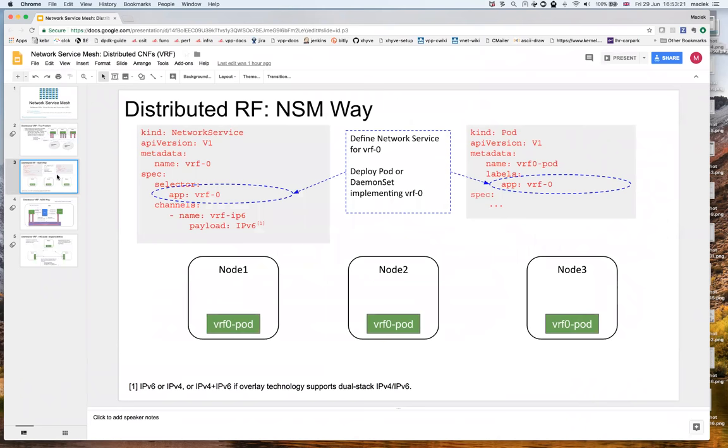Looking at the definitions, network service. The name is VRF0. Selector app is VRF0, and the pod instance that is actually providing the service on a specific node is basically labeled with the app VRF0, and it carries the name of VRF0 pod. In terms of the channels, I have put here the name of the channel, VRF IP6, in this specific case. The distributed VRF is serving IPv6 payloads, but IPv4 is another option, or if the dual stack is supported, then IPv4 plus IPv6.